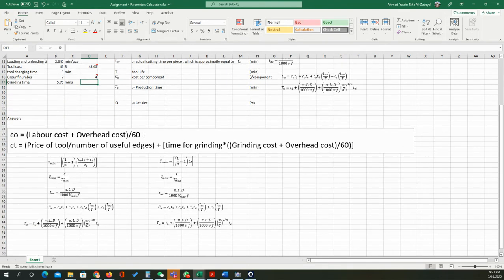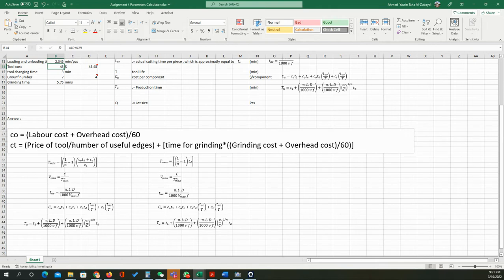Now, for the calculation, you need to use the following equations. First, you need to find the value for the CO, then the value for the CT. The value for the CO is going to be the same whether we use the carbide insert or the high-speed steel. The cost of the tool per edge for the carbide insert is just the cost divided by the number of edges, while in the case of the high-speed steel, it is the cost of the tool divided by the number of useful edges.